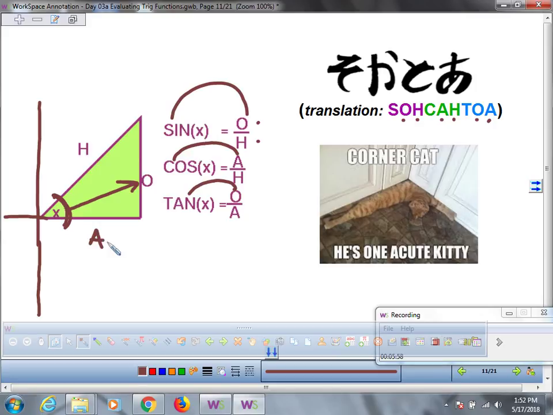The adjacent one. Give me a real-world example for adjacent. Me and my brother, because we're that close. Our rooms are adjacent, right? Our doors are adjacent. They're right next to each other. I live adjacent to the railroad tracks, right? So this angle is touching the adjacent side. So that would be adjacent. Are we good so far?